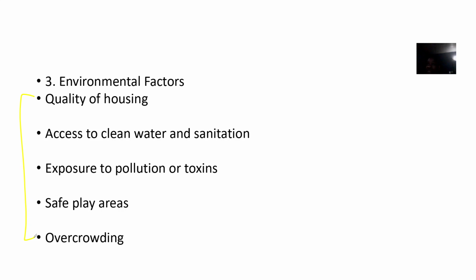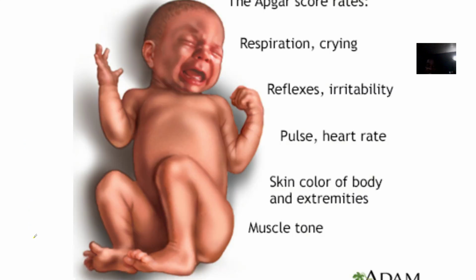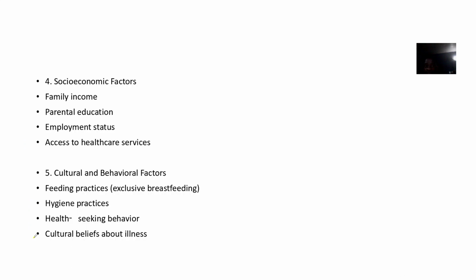Then environmental factors, that's basically the environment where you grew up. Of course, it has a lot of effects on you. So quality of housing, access to clean water and sanitation, exposure to pollution or toxins, the areas you were playing at, were they safe? Was there overcrowding? Those are all the things you look out for in the well-being of a child.